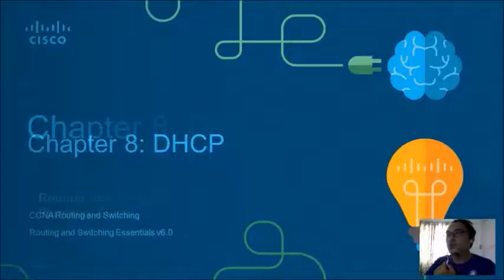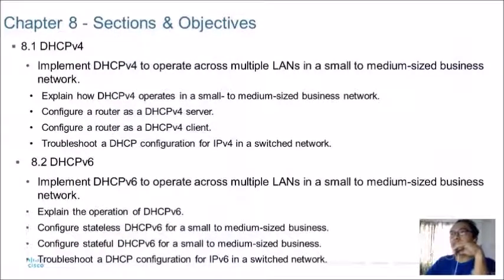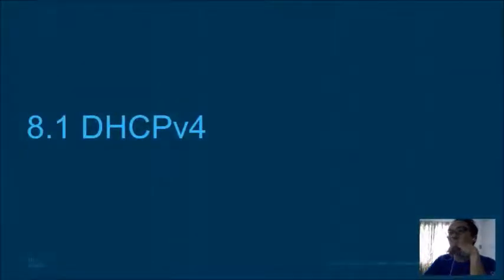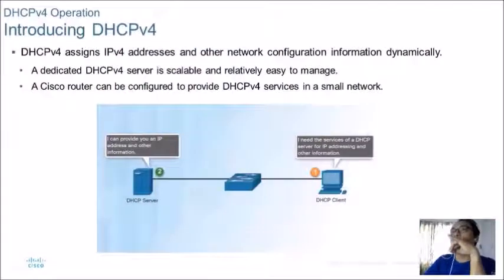Okay? So everybody knows what the DHCP is. It's the Dynamic Host Configuration Protocol, no? And these are the procedures on how your DHCP server gives out IP addresses. So without further ado, there are two types of DHCP that we are going to tackle. One is DHCP version 4 and the other one is DHCP version 6 for IPv6. Okay, so DHCP version 4 assigns IPv4 addresses and other network configuration information dynamically.